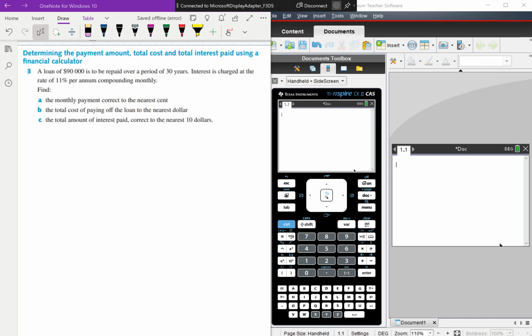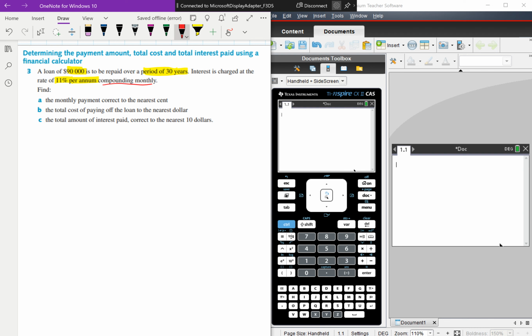Here we go. We got a loan of $90,000 to be paid over a period of 30 years. So you can see here, 30 years. I'm just going to highlight that's how long you're going to have this loan for. $90,000 is how much you're borrowing. Interest is charged at a rate of 11% per annum, compounded monthly. Okay, so when you write this down, make sure to just put out all the information that you've got.